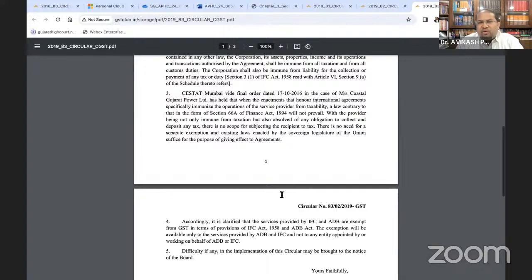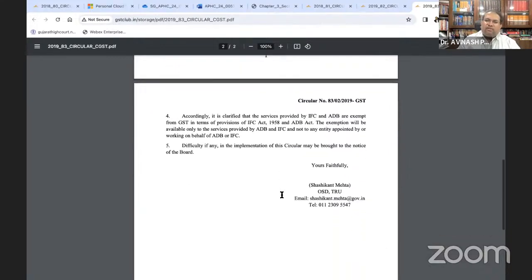With the provider being not only immune from taxation but also absolved of any obligation to collect and deposit any tax, there is no scope for subjecting the recipient to tax. There is no need for a separate exemption, and existing laws enacted by the sovereign legislature of the Union suffice for the purpose of giving effect to agreements. Accordingly, it is clarified that the services provided by IFC and ADB are exempt from GST in terms of provisions of the IFC Act and ADB Act.